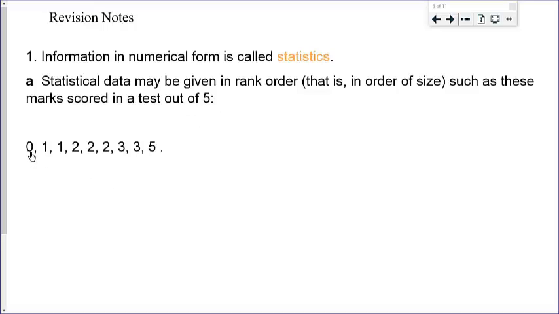So the first person scored 0 out of 5, then 2 people scored 1 out of 5, 3 people also scored 2 out of 5, then 2 people scored 3 out of 5, and only one person had 5 out of 5. That is the highest mark.